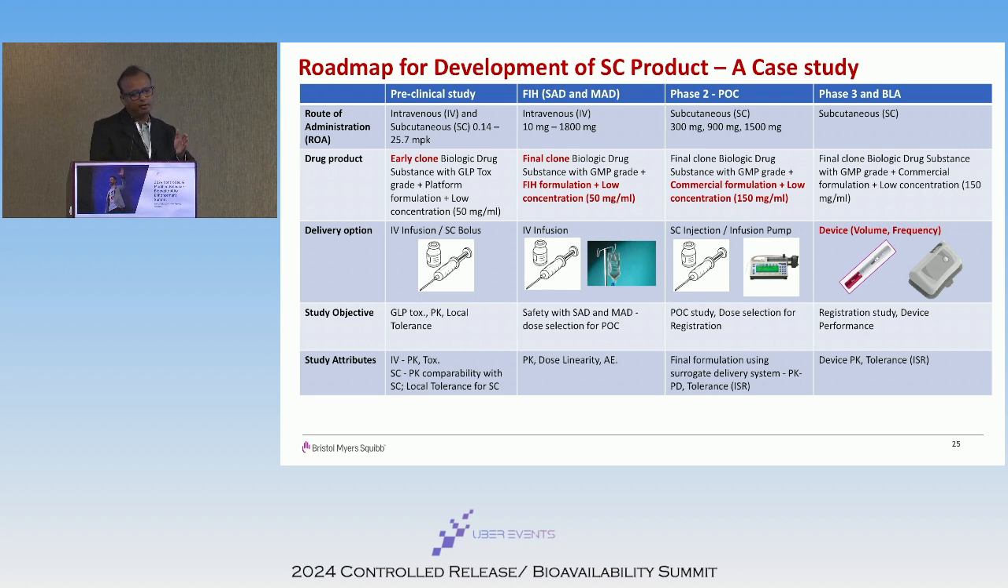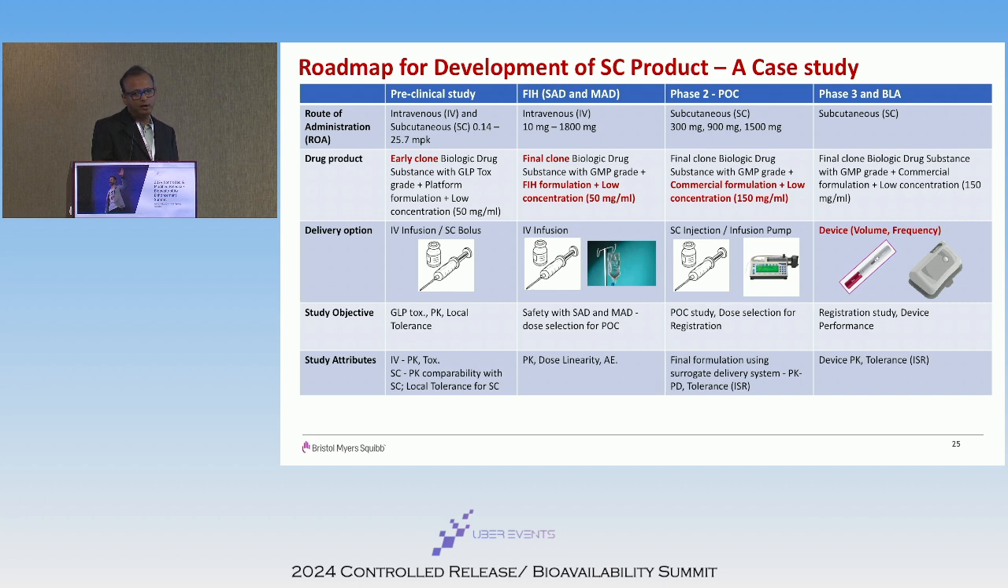So this is an example. At each interface of the clinical program, there has to be bridging. We need to understand the PK attributes with a change of the drug substance, the formulation, or the device, and how it is impacting the PK and tolerance.